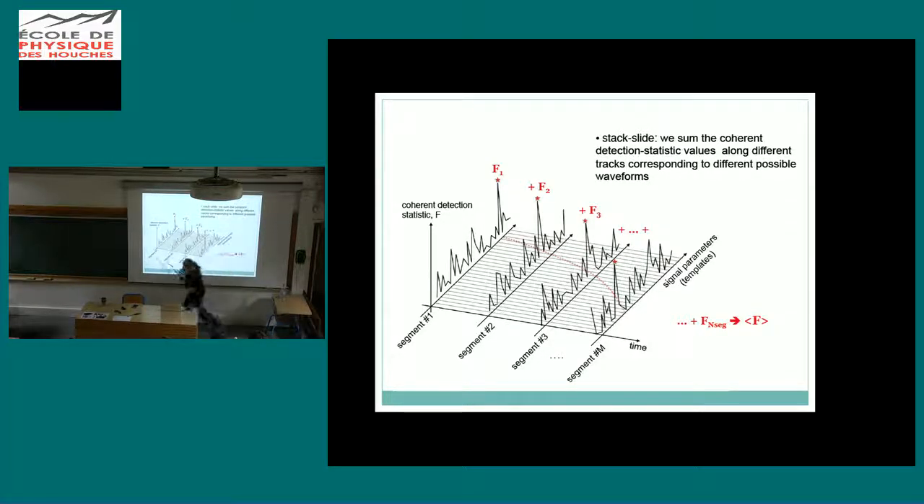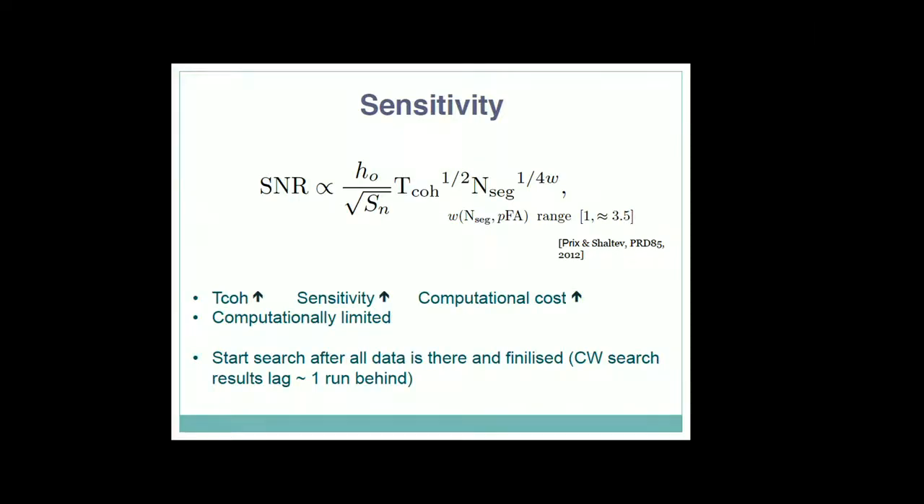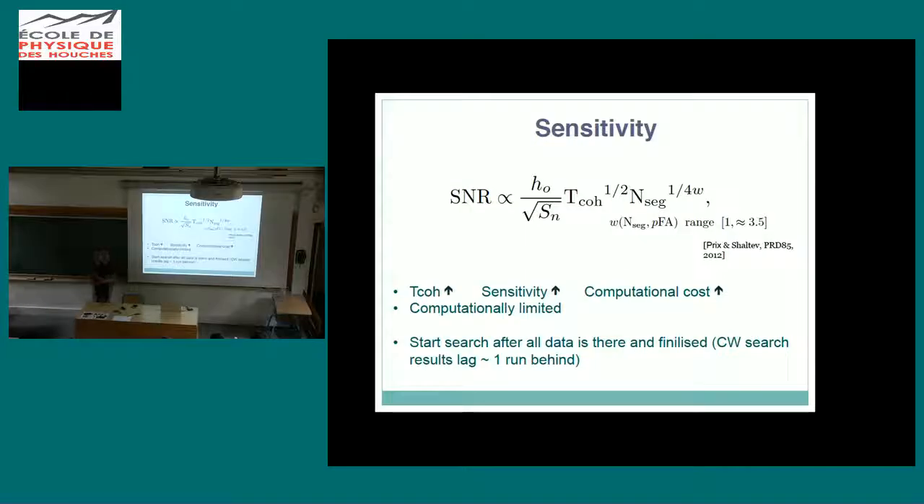So this is the reason why typically when you look at the output of scientific papers, LIGO will first have the short duration signal analysis. These can be done in real time. These can't even be started until the end of the run. Okay, so typically they lag about 1 run behind.